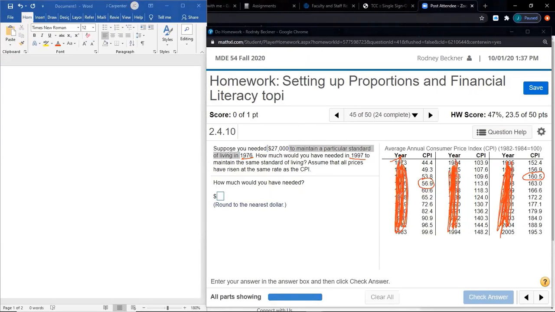So I just need those two CPIs. So I'm going to make my own table. Do you have to? No. Might it help you? Sure. So you can do CPI in one column.